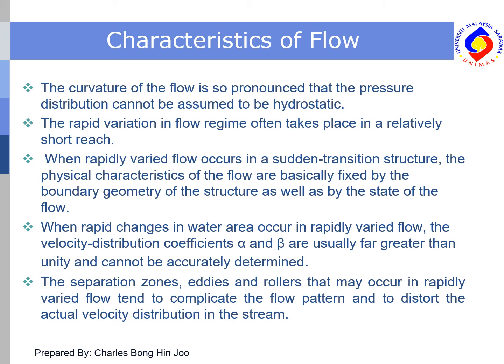In terms of the velocity distribution coefficients, namely alpha and beta, they are usually far greater than unity and cannot be accurately determined.